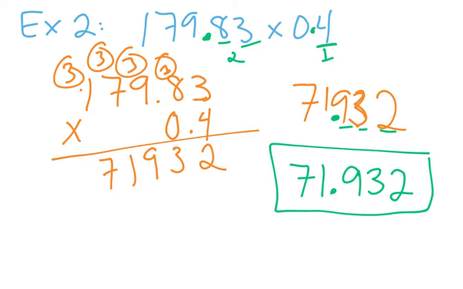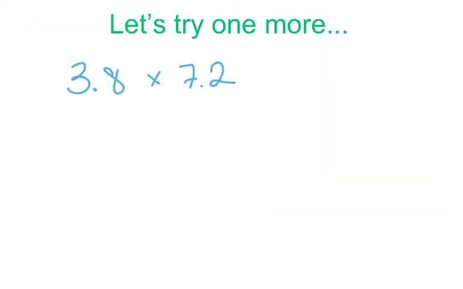Alright, let's try one last one all together. So, step 1, I'm going to estimate. 3 and 8 tenths, I'm going to round that up to 4. 7 and 2 tenths, I'm going to round that down to 7. 4 times 7, I think that my final answer should be somewhere around 28.